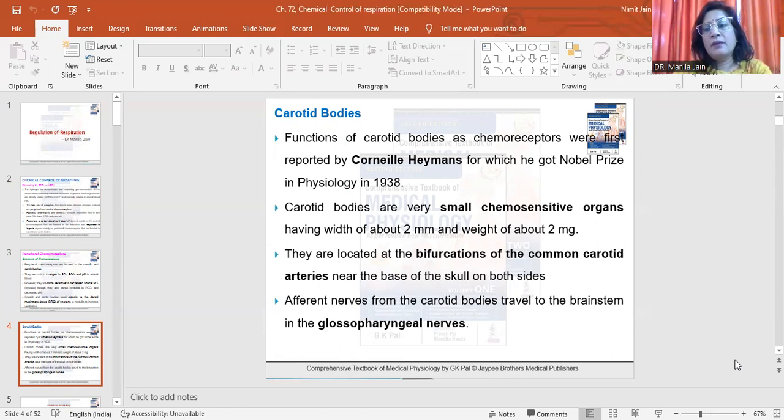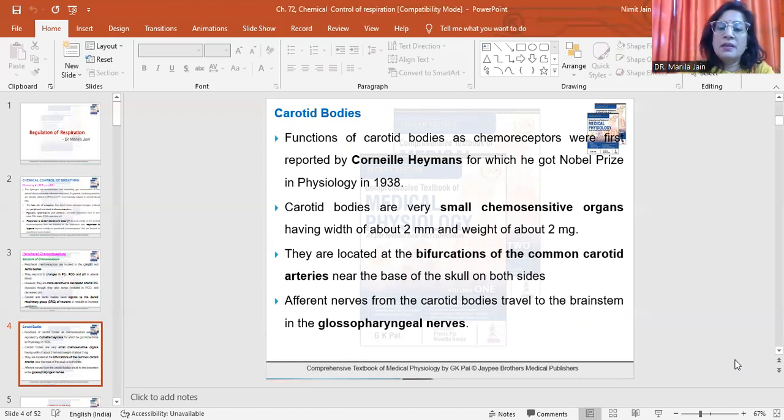Functions of the carotid bodies. The functions of the carotid bodies as chemoreceptors were reported by Corneille Heymans, for which he also got the Nobel Prize. The carotid bodies are very small chemosensitive organs, having a width of about 2 millimeters and a weight of around 2 milligrams. So they are very, very small. Where are they present? They are located at the bifurcation of the common carotid arteries.